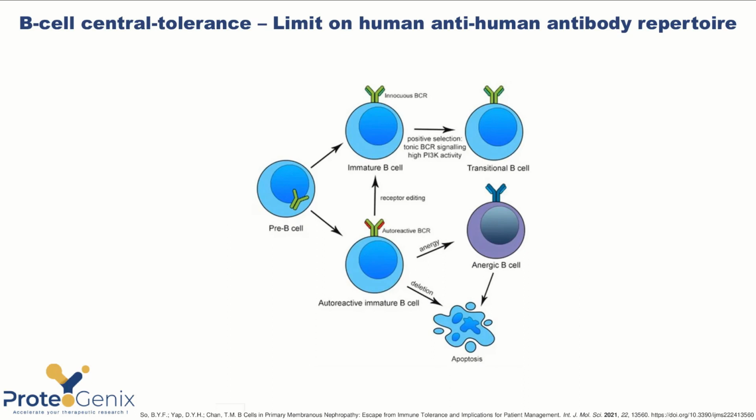However, there is one potential problem. If we are talking about getting human antibodies against human therapeutic targets, then the human B-cell repertoire which we use to construct the human phage display library will have a limited number of antibodies against our desired human targets. This is due to the natural mechanism of B-cell central tolerance, whereby autoreactive B cells are either edited or killed by our immune system.